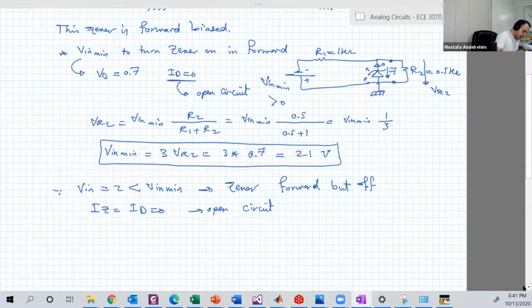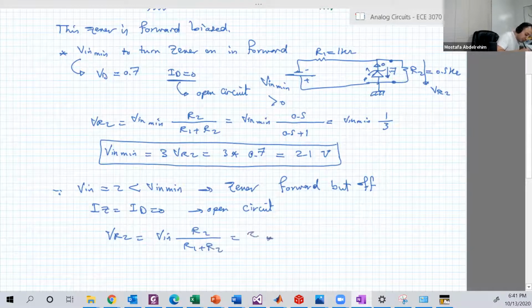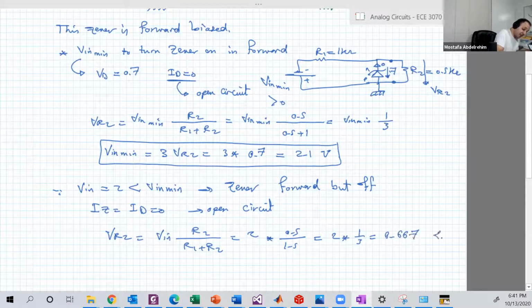So basically, the voltage VR2, again, is equal to V input times R2 over R1 plus R2, which is 2 multiplied by R2 half over 1 half. So 2 multiplied by 1/3 is around 0.667. So less than 0.7, so it's really off. We are right. Yes, it's forward because the voltage is positive, but less than 0.7, so it's off.